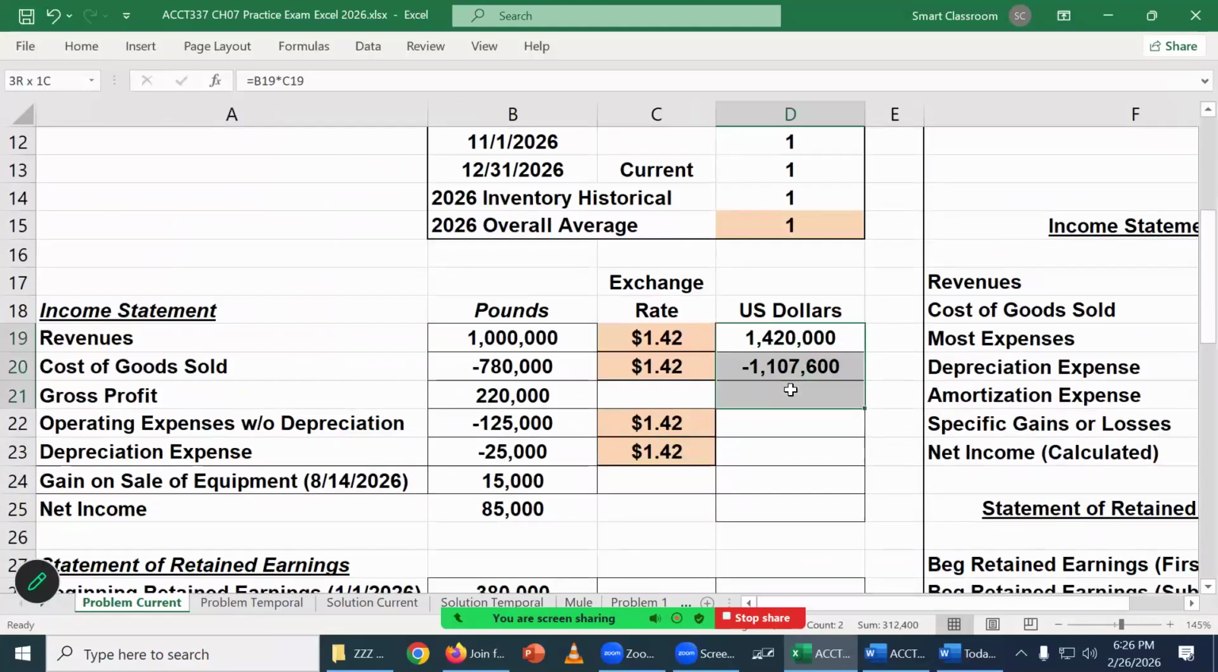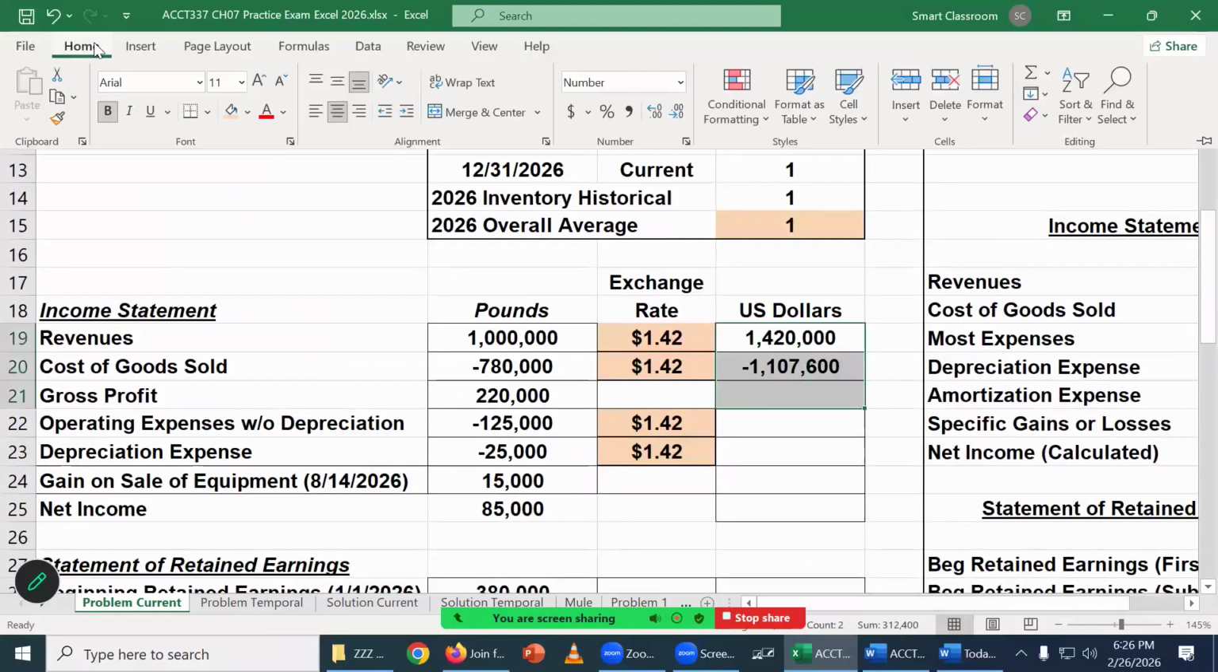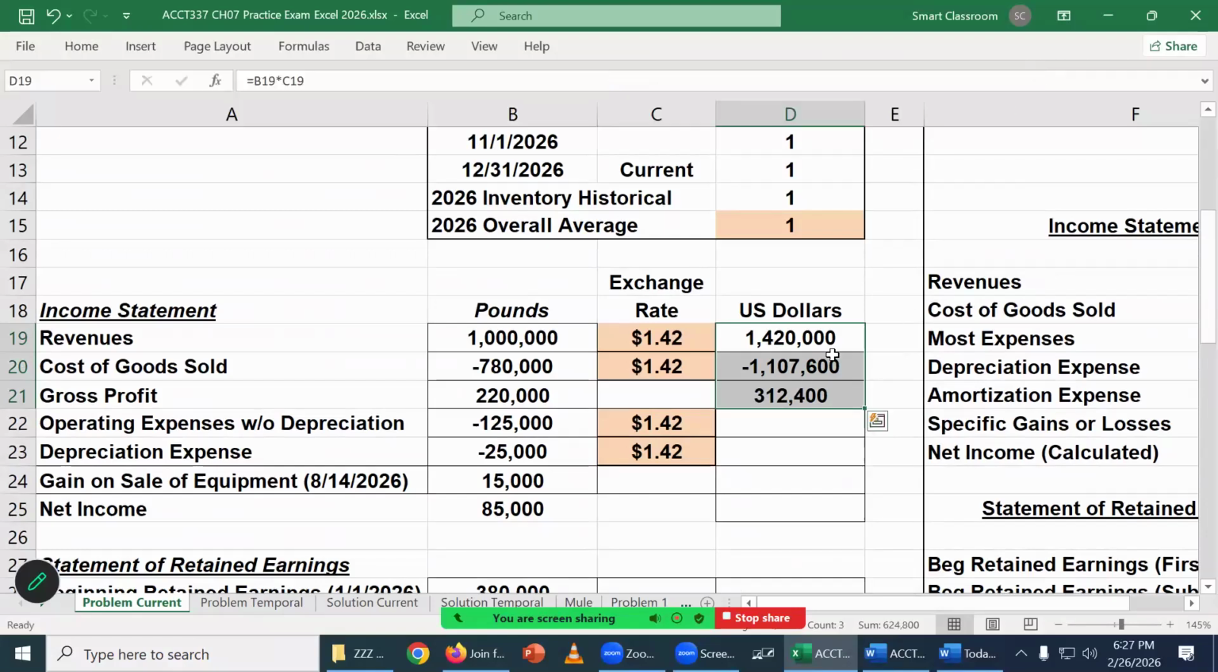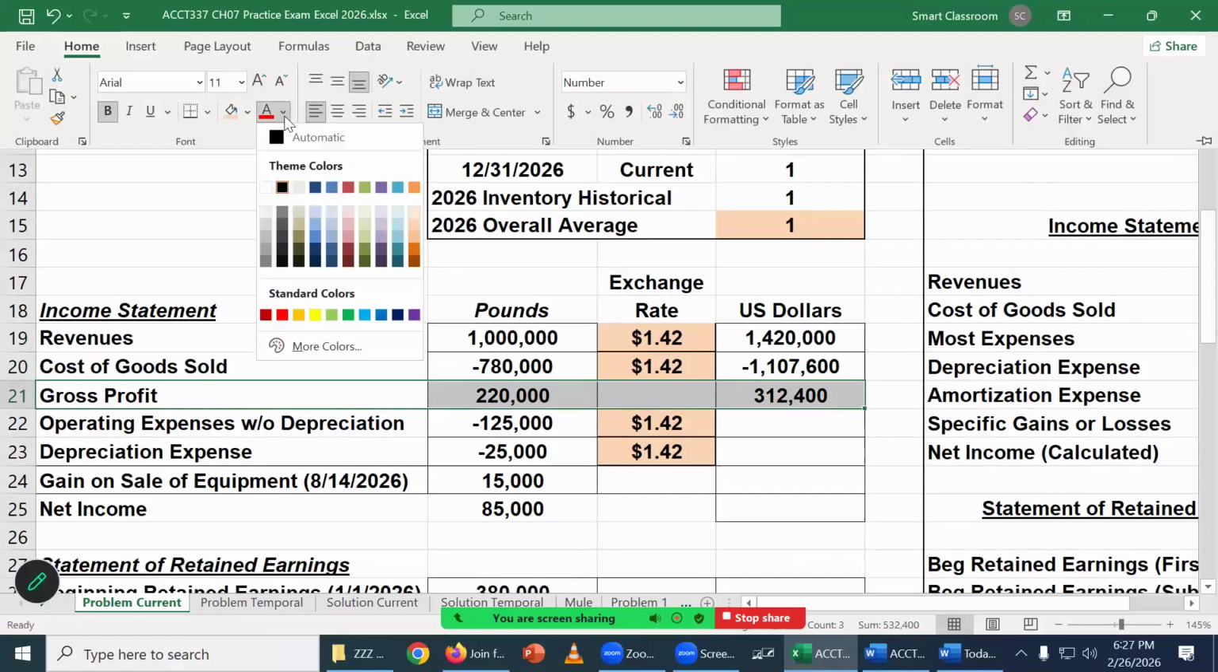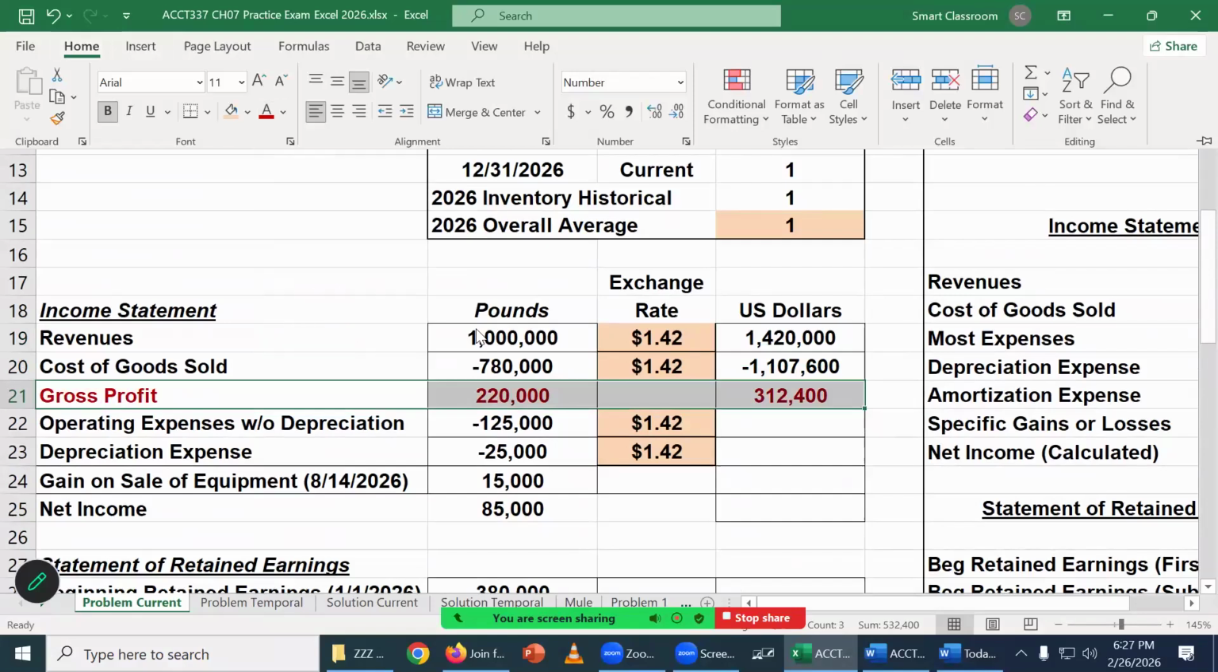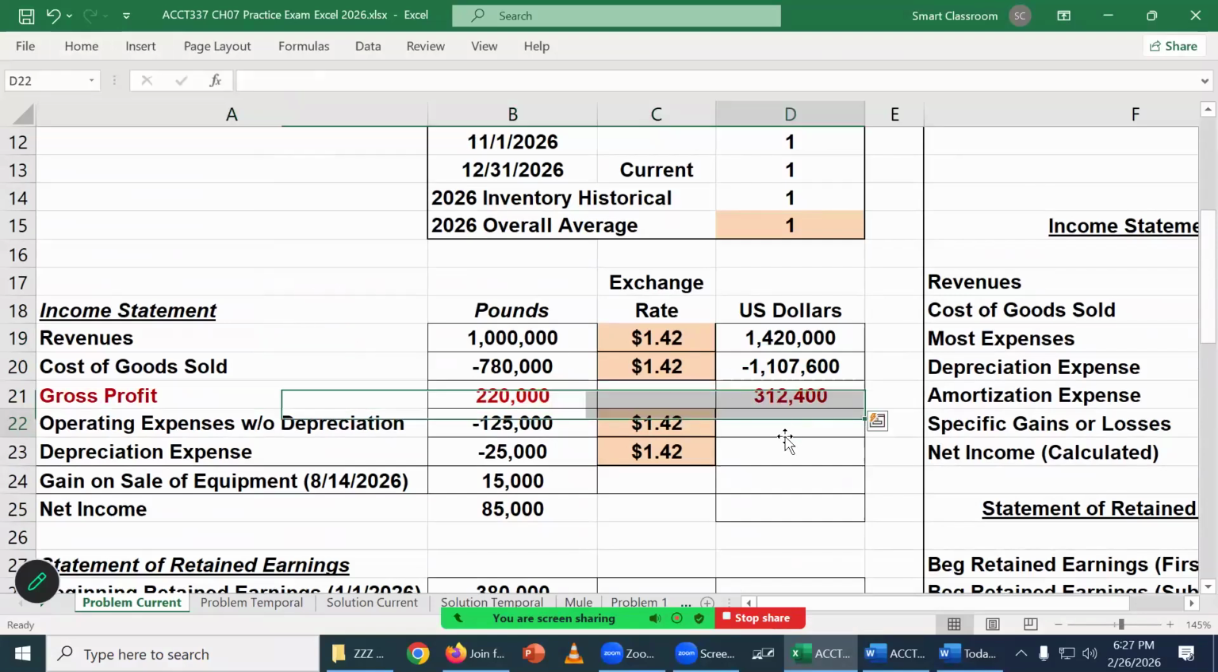All right, so I'm going to sum those up. All right, so 312 will be our gross profit. And in this case, it's not a composite, not yet anyways. Because those two are the same for now, gross profit will be the same. Okay, these other two.